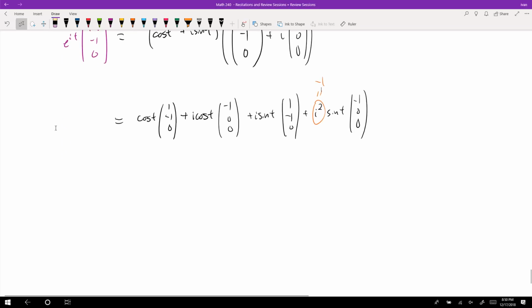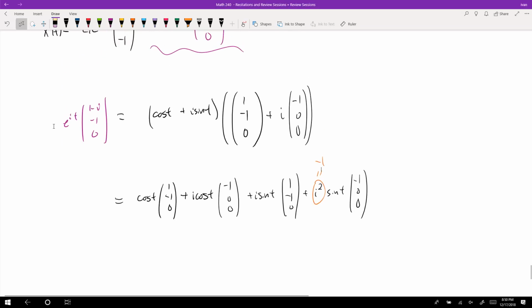Okay, so what do we really get? Well, now you need to group, right? You need to group the real terms and you need to group the imaginary terms. So here you get cosine t, 1, negative 1, 0. And then here you have this minus sine t, negative 1, 0, 0. Okay, so that's grouping these two.